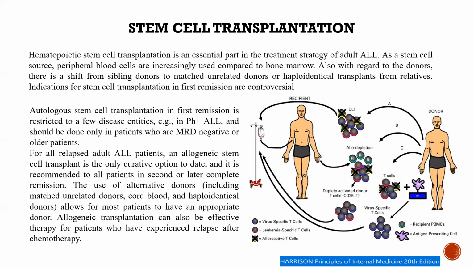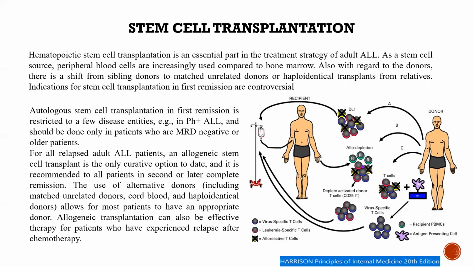Hematopoietic cell transplantation is an essential part of the strategy for adult acute lymphoid leukemias and other types of leukemia, and for the stem cell source, peripheral blood cells are increasingly used compared to bone marrow. Also, with regard to the donors, there is a shift from sibling donors to matched unrelated donors or haploidentical transplants from relatives. Indications for stem cell transplantation in first remission are controversial. Autologous stem cell transplantation in first remission is restricted to few disease entities and should be done only in patients who are minimal residual disease negative or older patients.